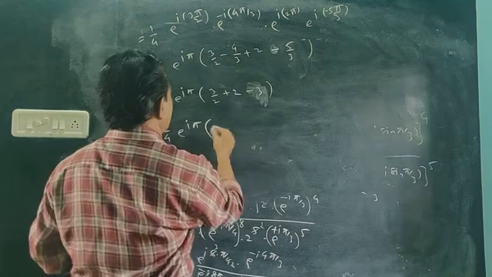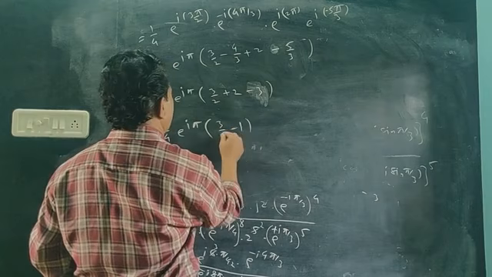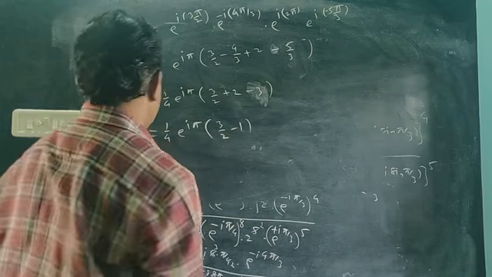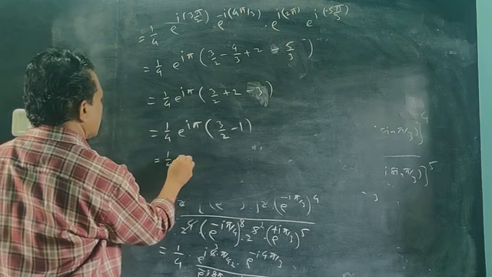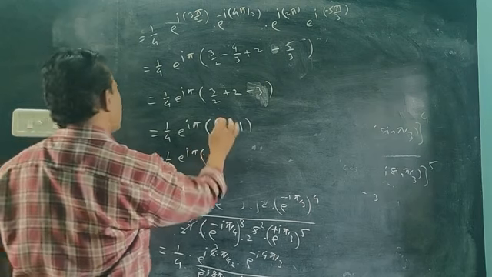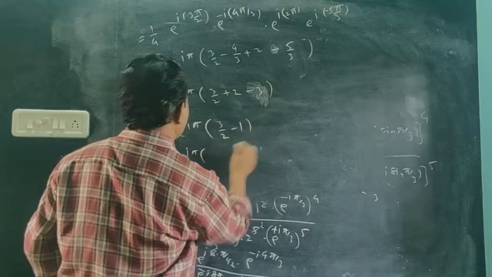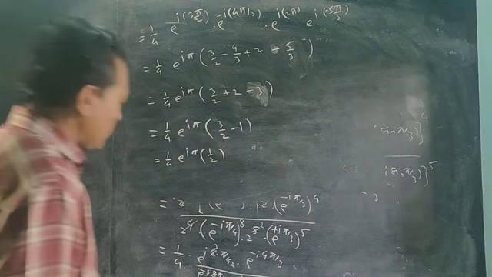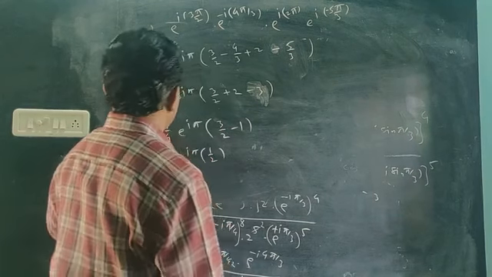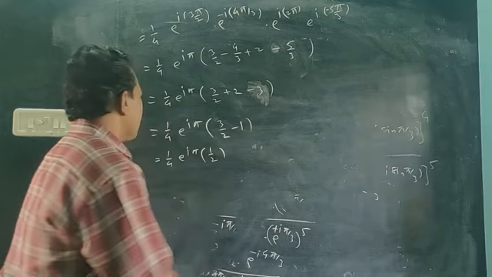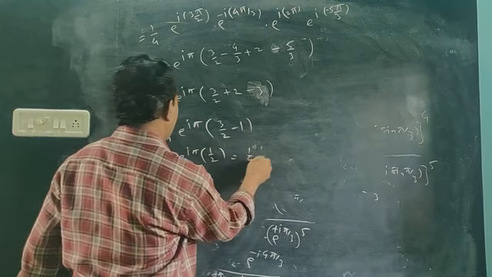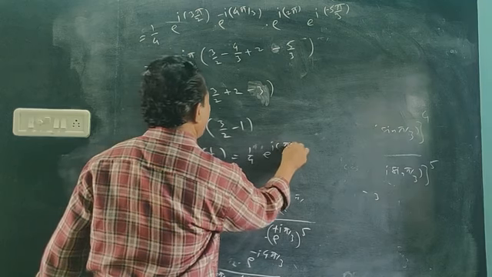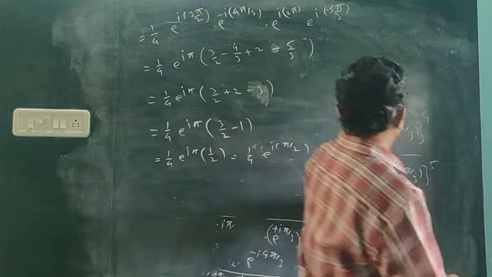So 3 by 2 minus 1, 3 by 2 minus 2, 1 by 2. Okay, this one we take, so plus. Okay, so e raised to power i pi by 2, so 1 by 4 e raised to power i pi by 2 we require.